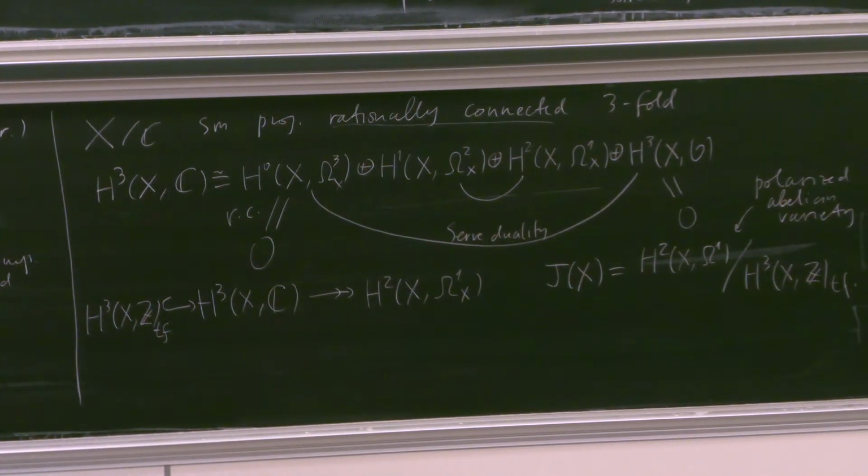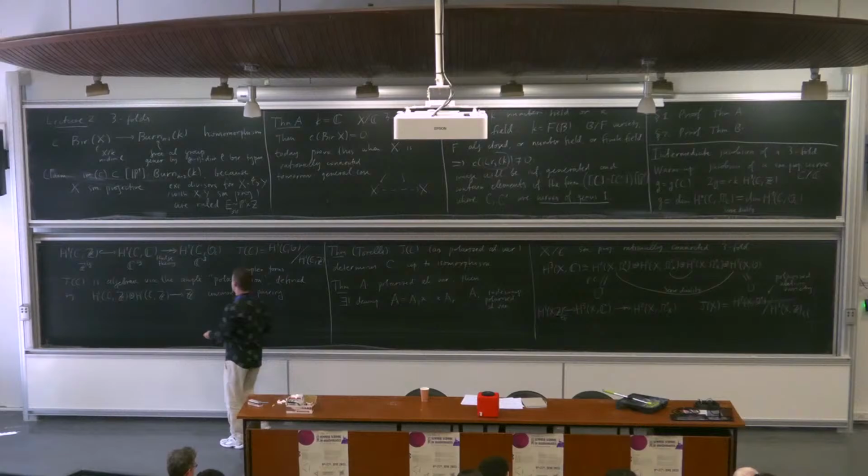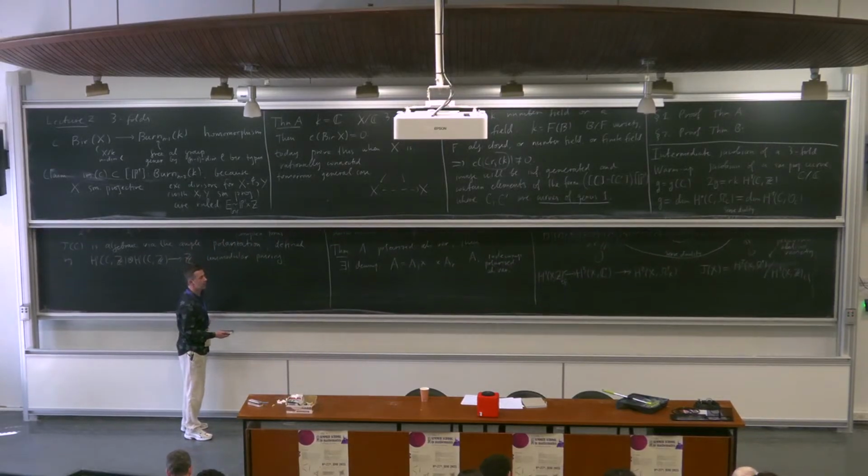So I'll give two examples for how this works and generally helps in birational geometry, and then I explain how we use this.